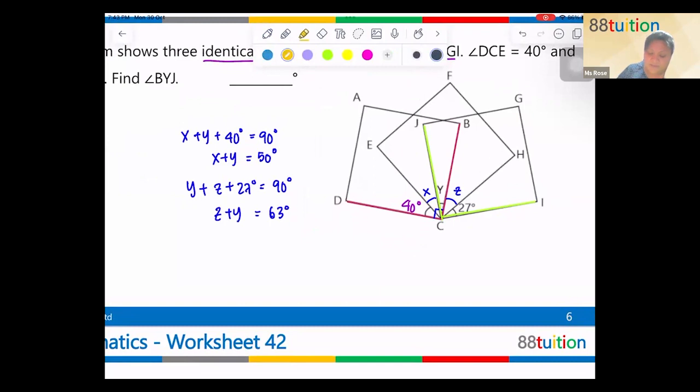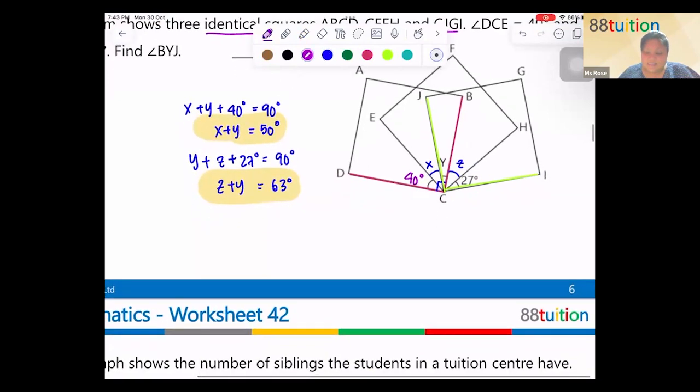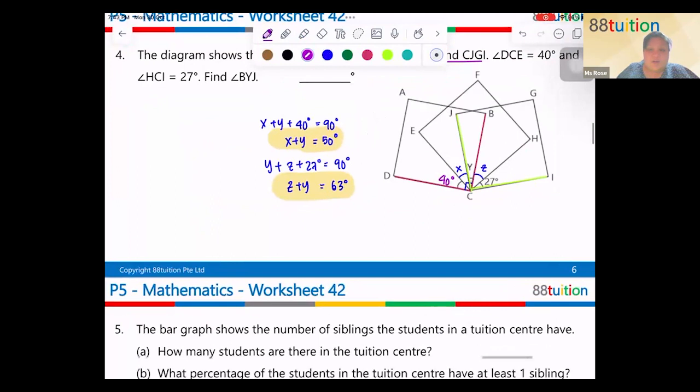So I have these two equations. Can you see this? Yes? No? Cannot? Okay, so if I were to add them up, what will I get? If I add them up, what do I have? X plus Y plus Z plus Y is equal to 50 plus 63 to give me 113.